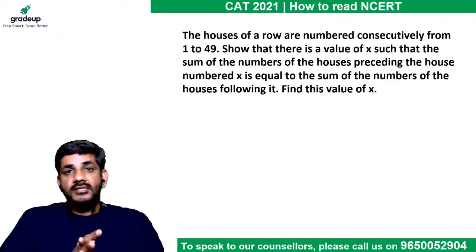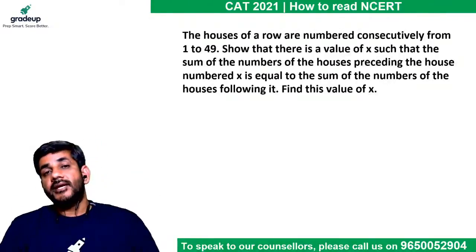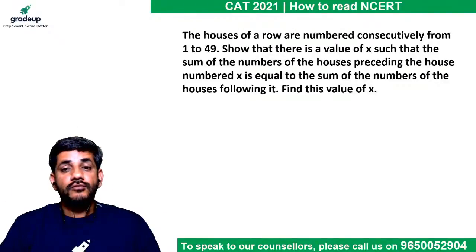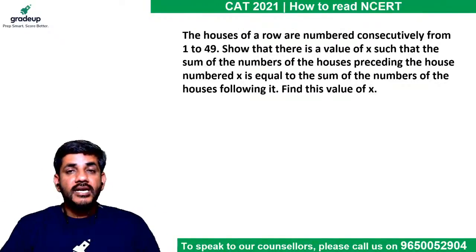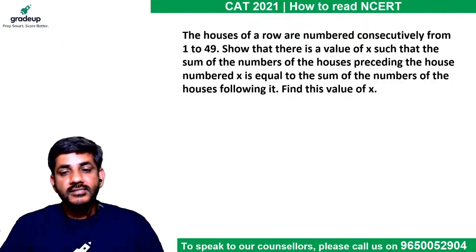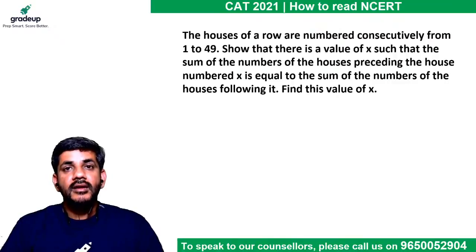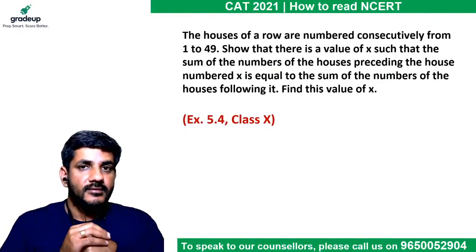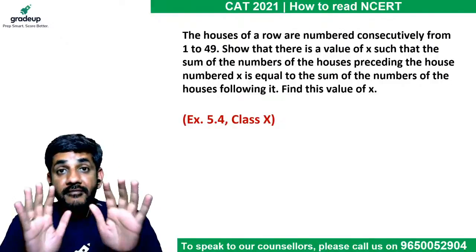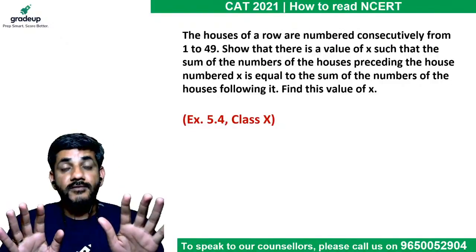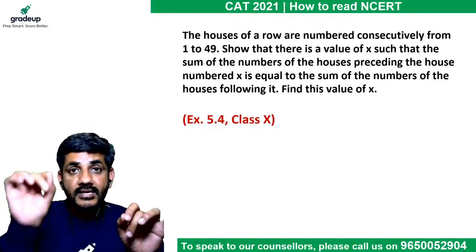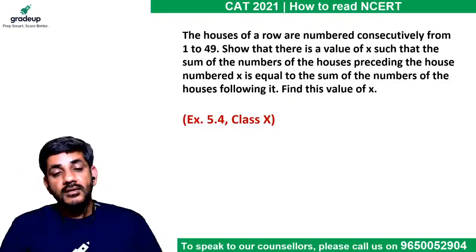This question, this is a difficult question from the perspective of CAT. And when I say difficult, it means difficult. The houses of a row are numbered consecutively from 1 to 49. Show that there is a value of x such that sum of the numbers preceding the house number x is equal to sum of the numbers of house following it. Find this value of x. It's a question of exercise 5.4 class 10th. It's a difficult question from CAT's perspective. I'm telling you again, this question is from class 10th NCERT, 5th chapter and 4th exercise.